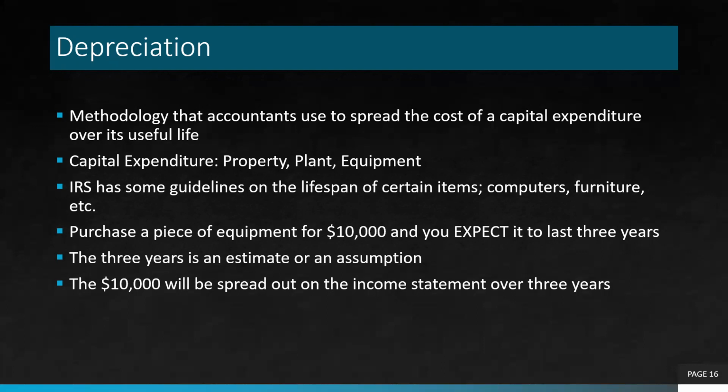And that's something that's set by the IRS. So if the IRS says that if you purchase a vehicle, the lifespan is 7 years, then you have to use 7 years as the lifespan of that vehicle. So if you purchase, as we stated earlier, a piece of equipment for $10,000 and you expect it to last 3 years, that 3 years is an estimate or an assumption that your accountant has given you to say, okay, this is what you're going to use. And then that $10,000 will be spread out on the income statement over 3 years.